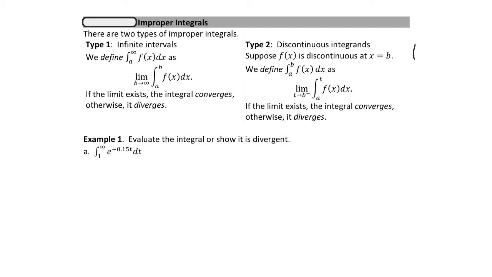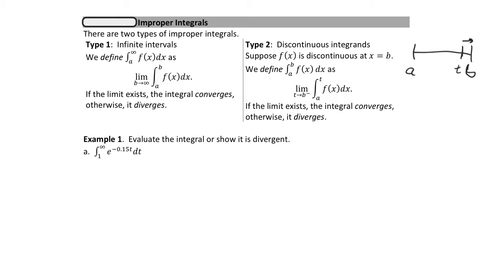If you think about the interval going from a to b, what we're going to do is take the integral from a to some number t and then approach b from the left. We'll look at the integral from a to t instead and see what happens to that integral. If the limit exists, we say the integral converges. Otherwise, we're going to say that the integral diverges.